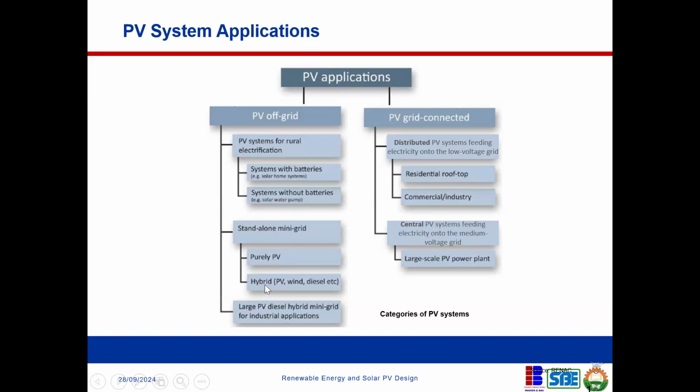I have also explained what a hybrid system is. A hybrid system is an energy system that has multiple sources of supply. You have grid, you have generator, you have solar panels. So all of these are also off-grid systems.